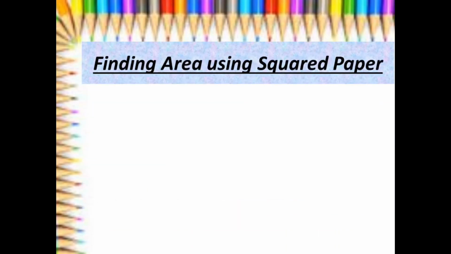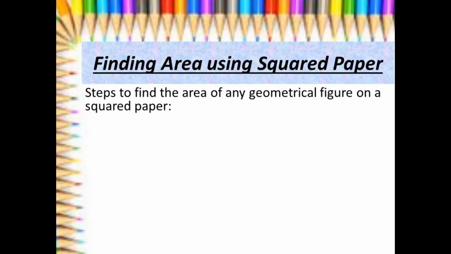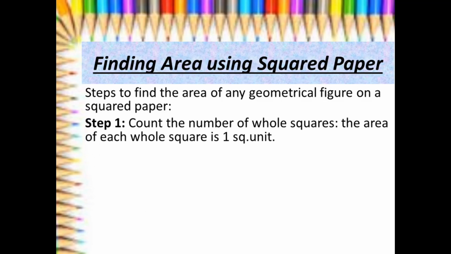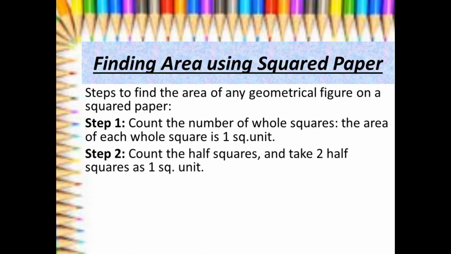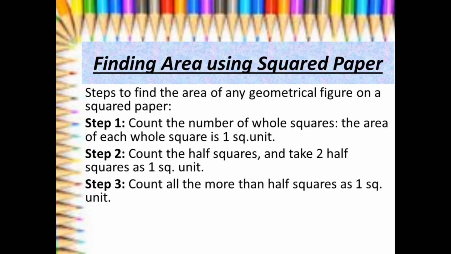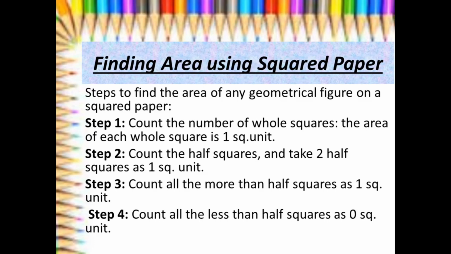Next topic is finding area using squared paper, and steps are shown here to find the area of any geometrical figure on a squared paper. Step number 1 says count the number of whole squares. The area of each whole square is 1 square unit. Step number 2 says count the half squares and take 2 half squares as 1 square unit. Step 3 says count all the more than half squares as 1 square unit. Step 4 says count all the less than half squares as 0 square unit.